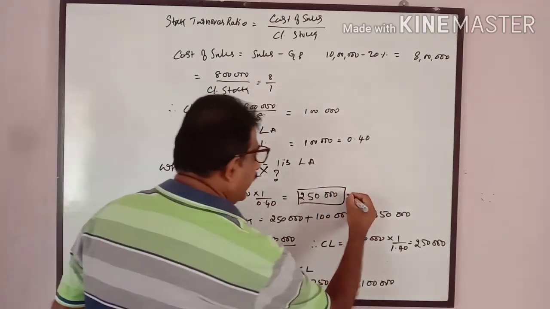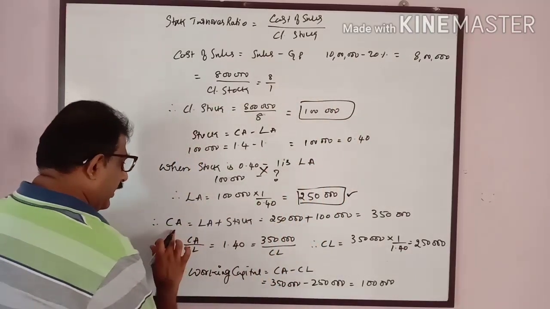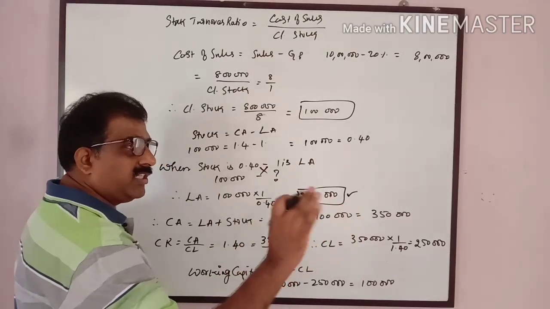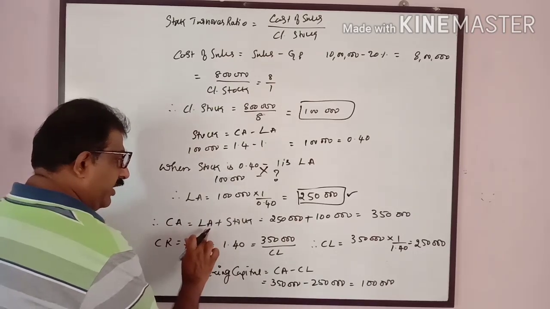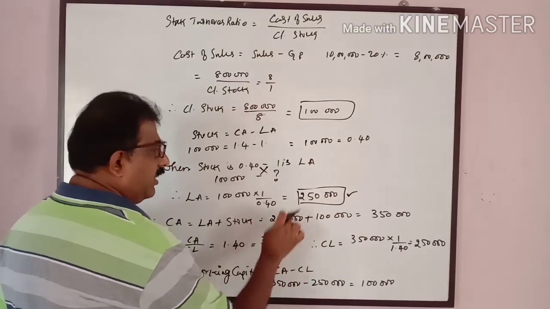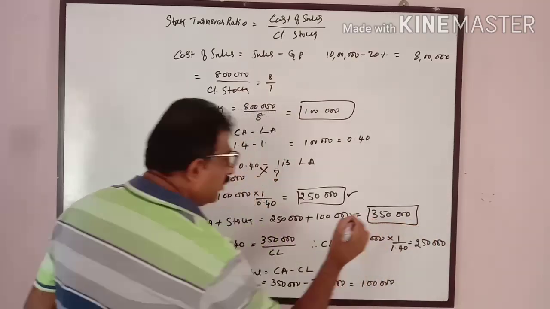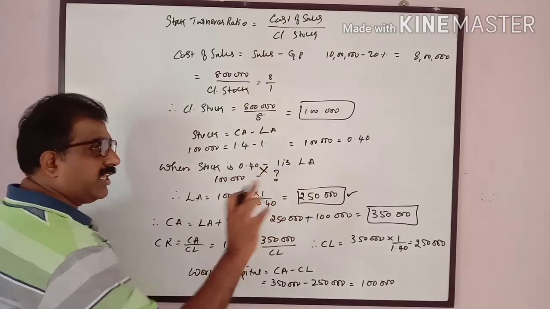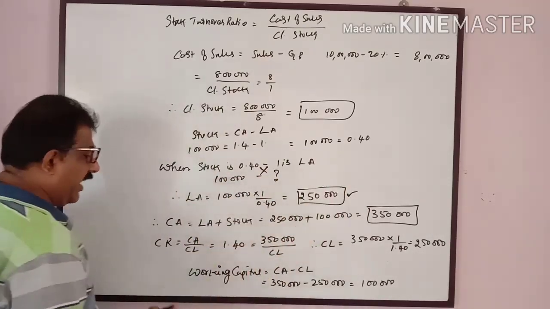We calculated the liquid assets and we calculated the stock. So now current assets we can easily calculate, because the difference between liquid assets and current assets is nothing but the stock. So current assets is equal to liquid assets plus stock. Liquid assets we calculated as 2 lakh 50, and stock 1 lakh. Total current assets including stock becomes 3 lakh 50.